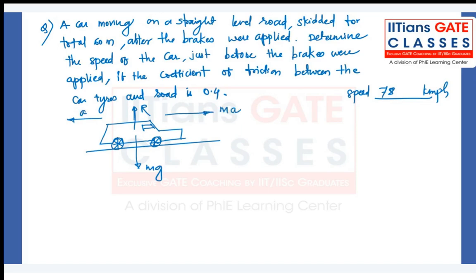The velocity with which the brakes were applied is what we have to calculate. Let's say this is V1, we don't know it as of now. And the frictional force will be in this direction, opposite to the motion, mu R. So this completes the free body diagram. Anyone have any doubt till this?